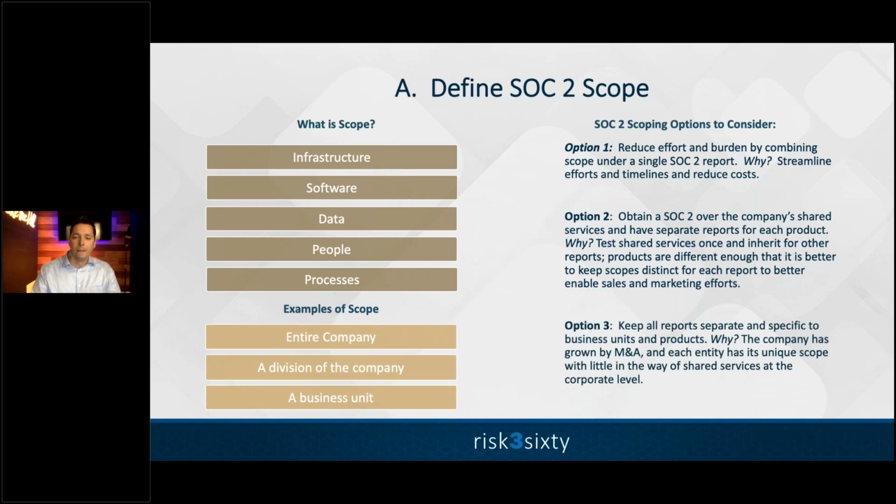So sometimes a company might choose to get a report over their shared services and then individual ones based on the product. And then in option 3, sometimes it makes sense to keep all the reports separate, and a good use case or example of that is when the company's engaged in a lot of M&A activity. In that case, it's hard to integrate shared services, or it might be cost prohibitive, or even just slow down the organization. And for different reasons, they might choose to keep that distinct and separate, siloed. In those cases, it makes sense to keep the reports distinct.